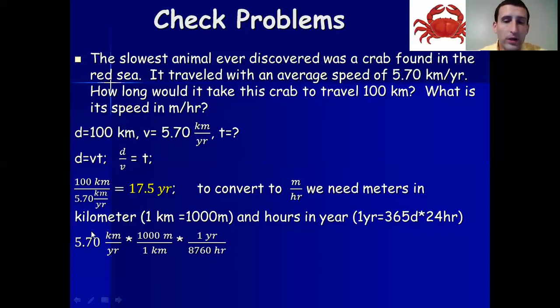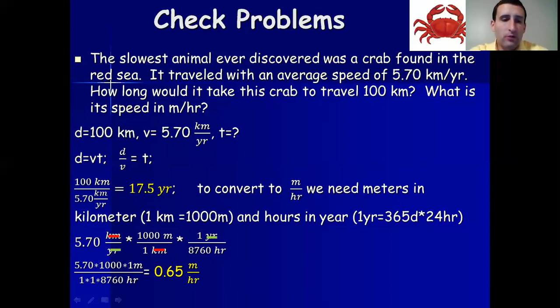So now we go ahead and put those conversion factors in again so that the kilometers will cancel and so that the years will cancel. We've got to put the kilometer part in the denominator to cancel the kilometers in the numerator, and the year in the numerator to cancel the year in the denominator. Those units will cancel. We'll be left with meters per hour, which is what we want. And then we multiply our numbers across and divide, and we get 0.65 meters per hour.